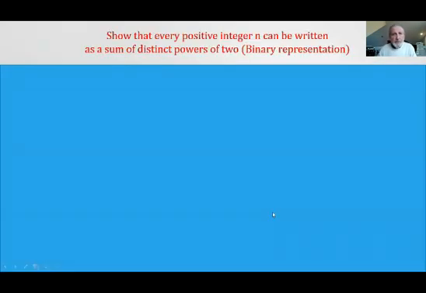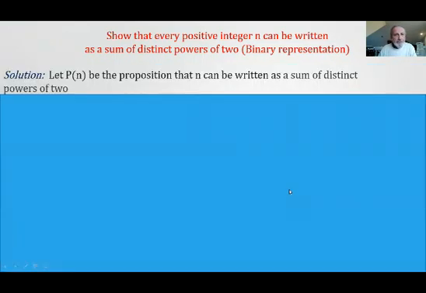Here's another example. Show that every positive integer n can be written as a sum of distinct powers of 2. That is called the binary representation, actually. So here's how you set it up. You say let Pn be the proposition that n can be written as a sum of distinct powers of 2.